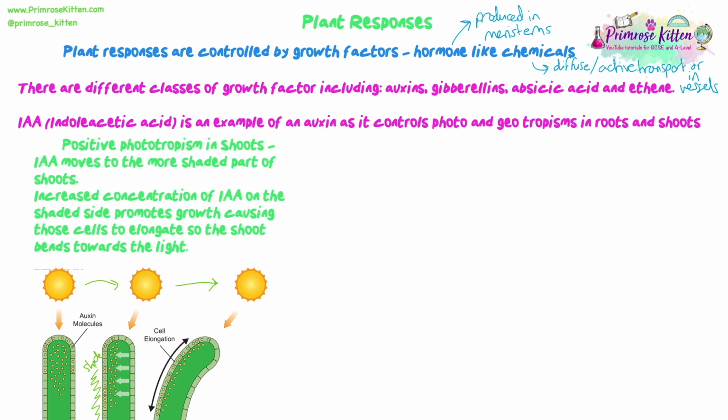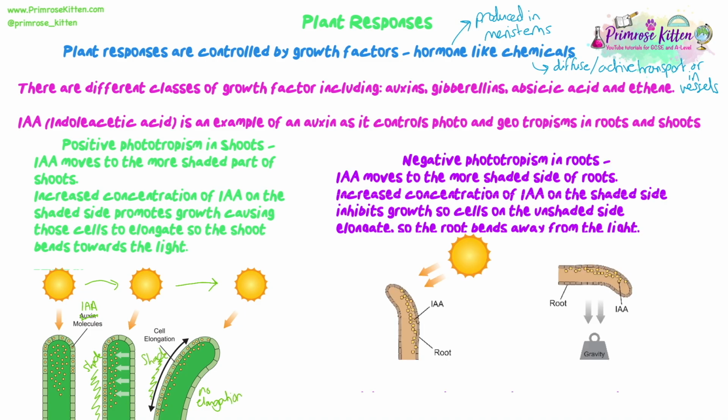What happens is the IAA gets moved to the shaded side, and that promotes the growth of cells on that side of the shoot, the elongation of those cells. And so that causes the shoot to bend towards the light, because the same elongation is not happening on the sunny side of the shoot. So we get that bending of the shoot tip towards the direction the light is in. So this is obviously a tropism. We're positively phototropic here. We're moving the growth towards the stimulus, which is the light.